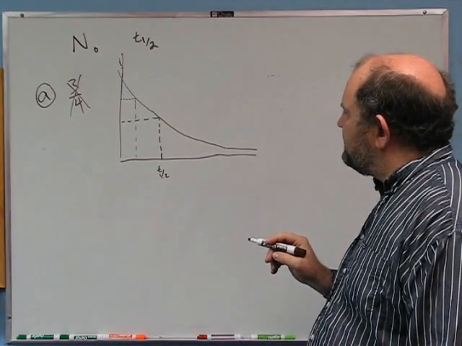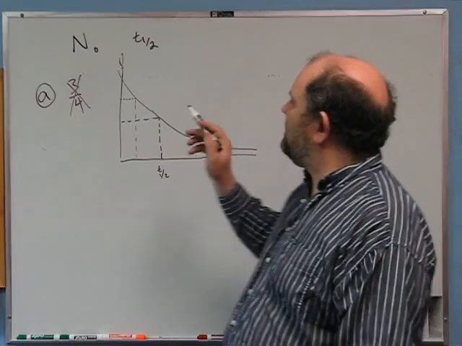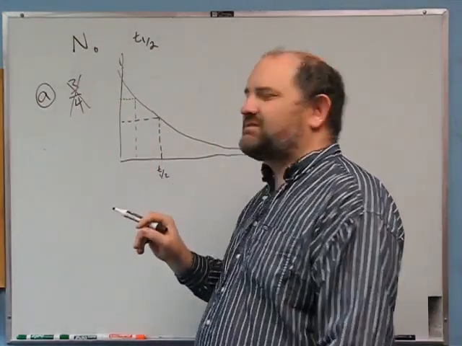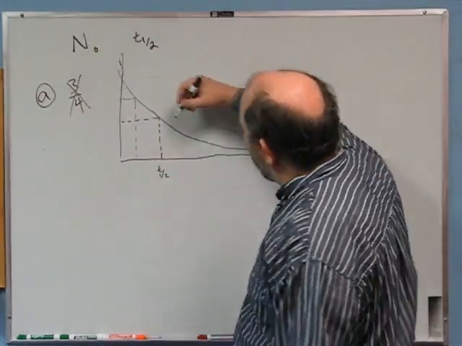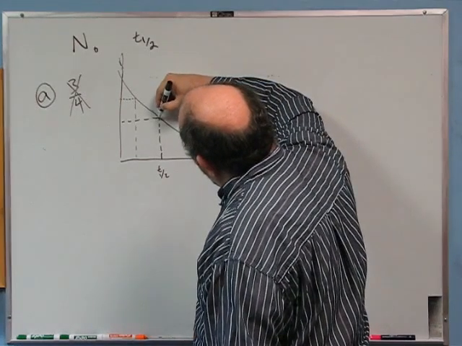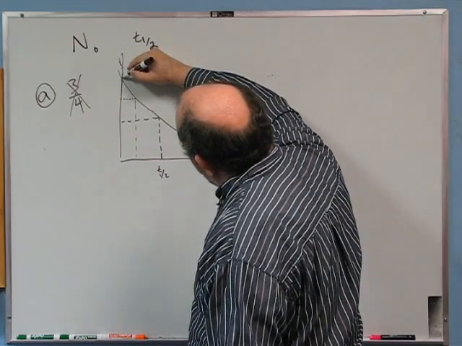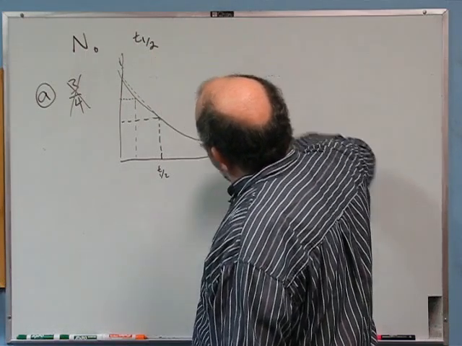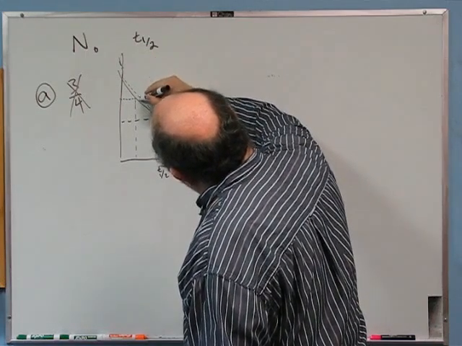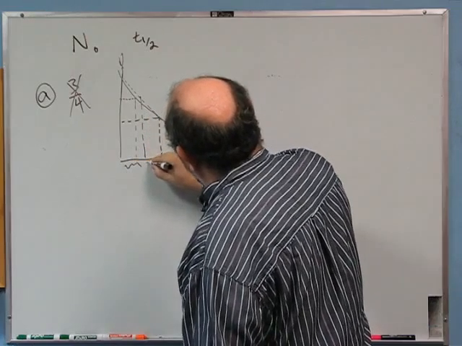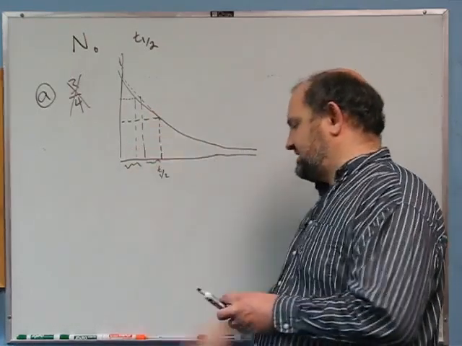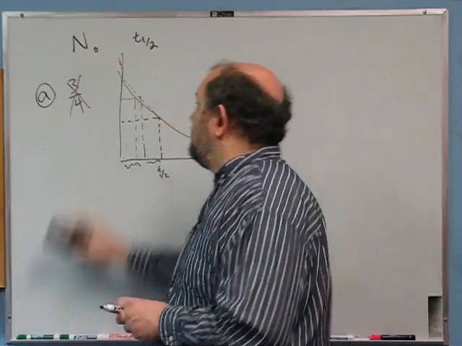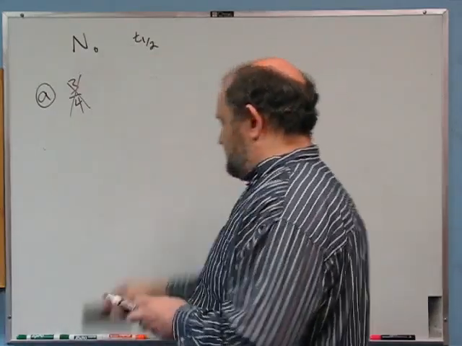So how do we deal with this? Well, by saying 3/4, we've implicitly assumed it's a linear decay. If it had been a straight line from here to here, then yes, the 3/4 here would have been exactly half. But it's not a straight line, it's this curve. So how do we really deal with this? Well, let's actually look at the math of it.